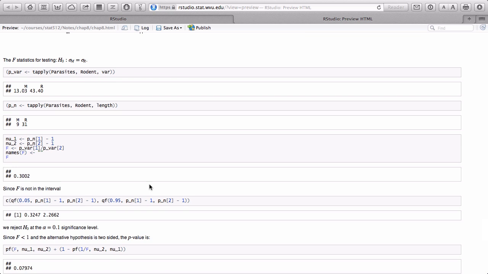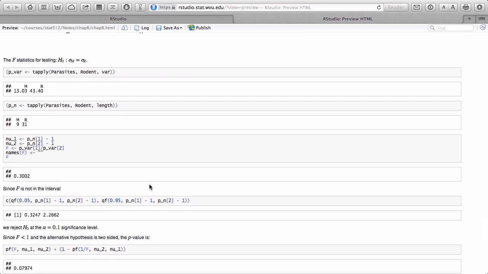So notice that we have a very unbalanced situation. We only have 9 M's and 31 R's, and notice that the variances look quite different. In the one case, the variance for the mice appears to be roughly 13, and for the rats it appears to be 43. So perhaps there's some concern there.